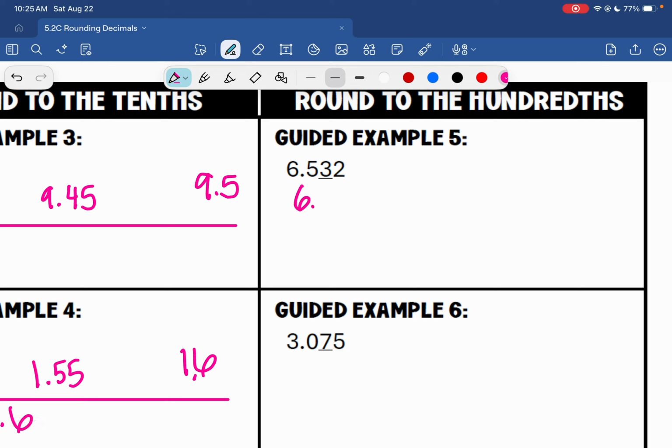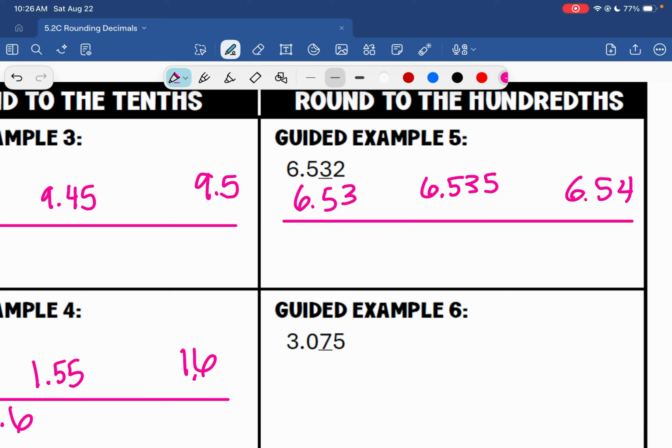Our benchmarks are 6 and 53/100 and 6 and 54/100, and our midpoint is 6 and 535 thousandths. We want to put our number on the number line and think about where it would be placed. Would it be less than the midpoint, or halfway point, or greater? In this case, 532, ignoring the 6, 6 and 532 thousandths is less than 6 and 535 thousandths. So that means it's closer to 6 and 53/100.